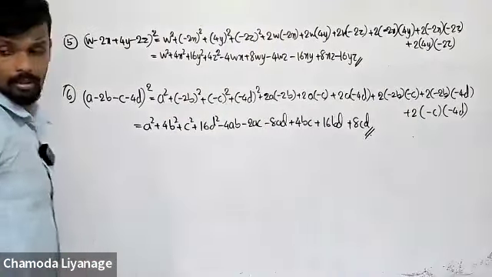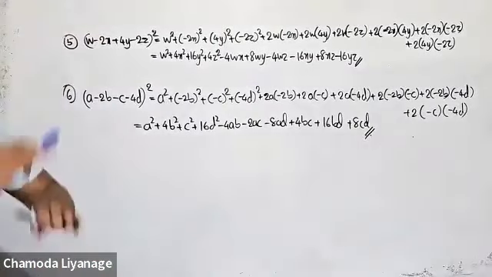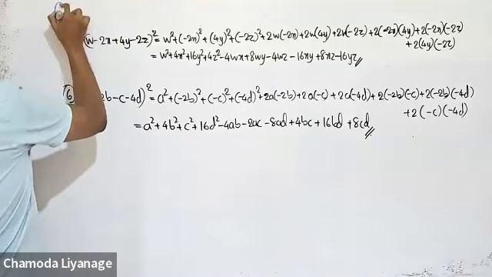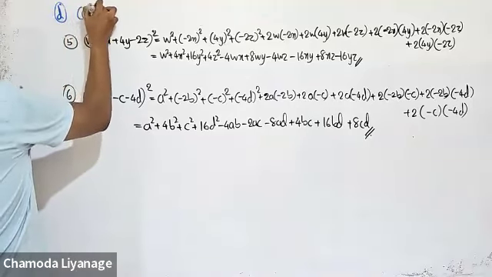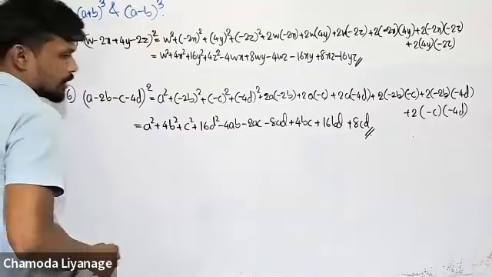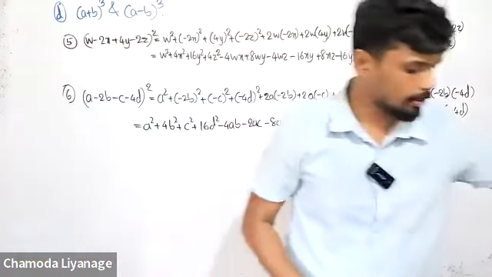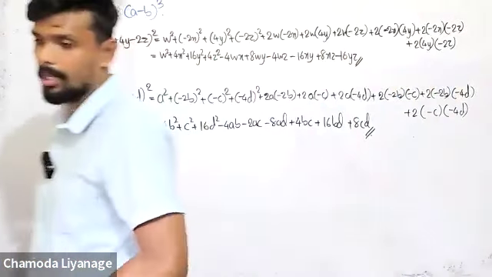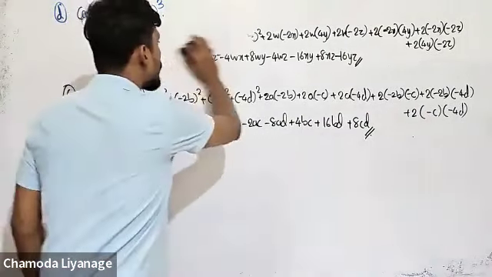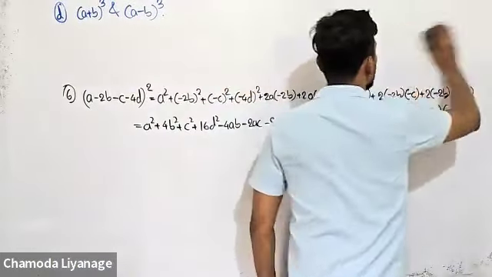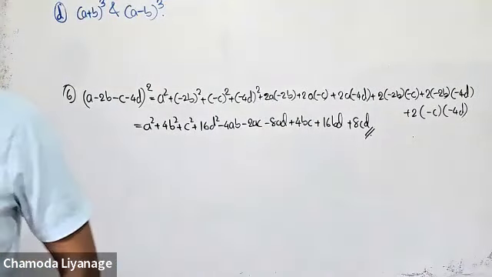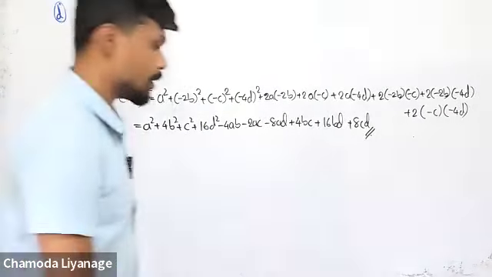Fourth one, D. Put D and write. Now the squares are done, right? Squares are over. Now we have to do cubes. So first write the expansions of a plus b cube and a minus b cube.